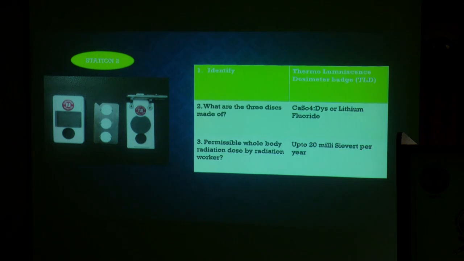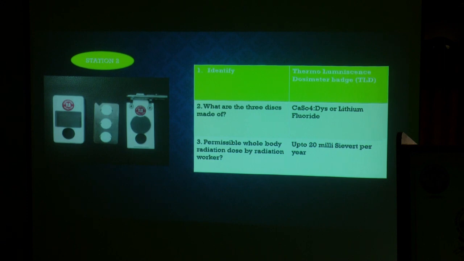Coming to the next station, identify the device. My humble request is that we write the full answer in exams, that is, thermoluminescent dosimeter. So it is a thermoluminescent dosimeter badge. What is the TLD badge made of? Dysprosium-doped calcium sulfate, and the other one is lithium fluoride, either 1 or 2.